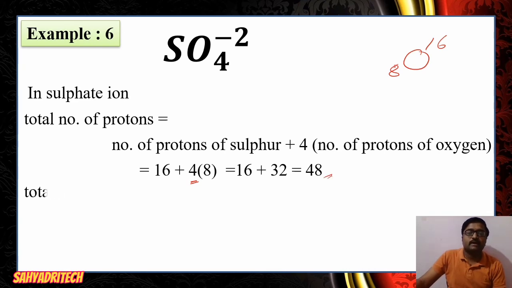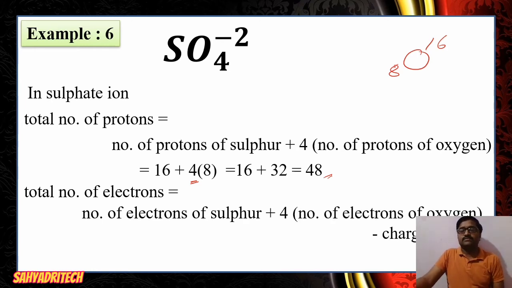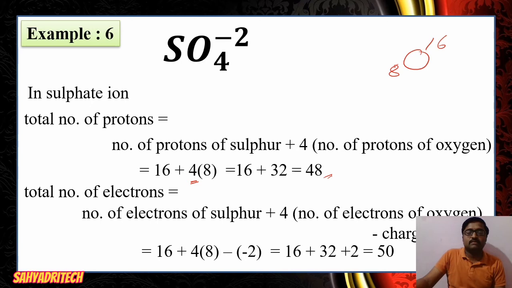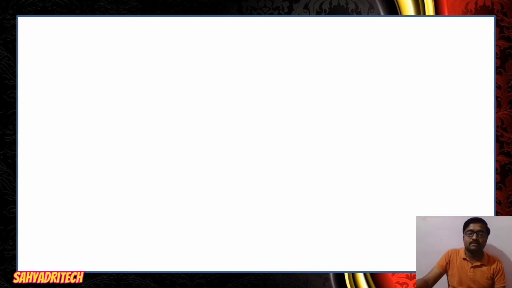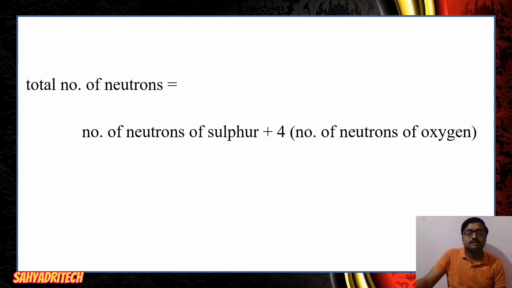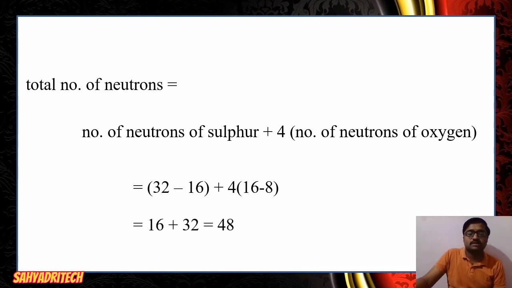And what about electrons here? Number of electrons of sulfur plus 4 into number of electrons of oxygen minus the charge. So here 16 plus 32 minus of minus 2, that is plus 2. So 50 electrons. Then coming to the neutrons: number of neutrons of sulfur plus 4 into number of neutrons of oxygen. Mass number of sulfur 32, atomic number of sulfur 16. So mass number minus atomic number. Therefore we consider 32 minus 16 plus 4 into 16 minus 8. So 16 plus 32, 48 neutrons.